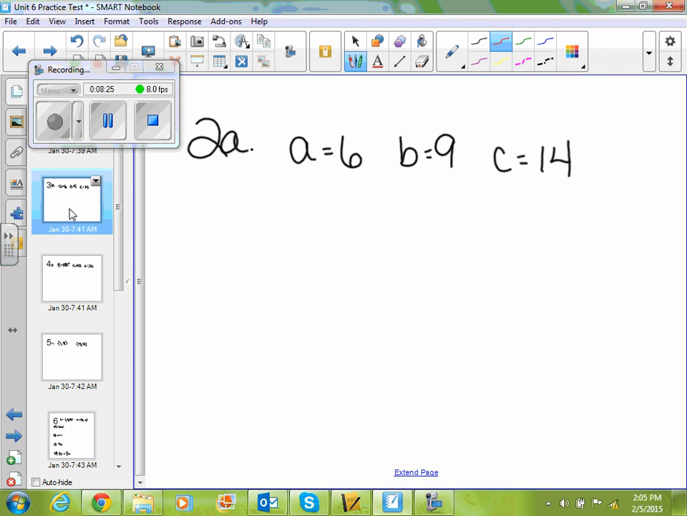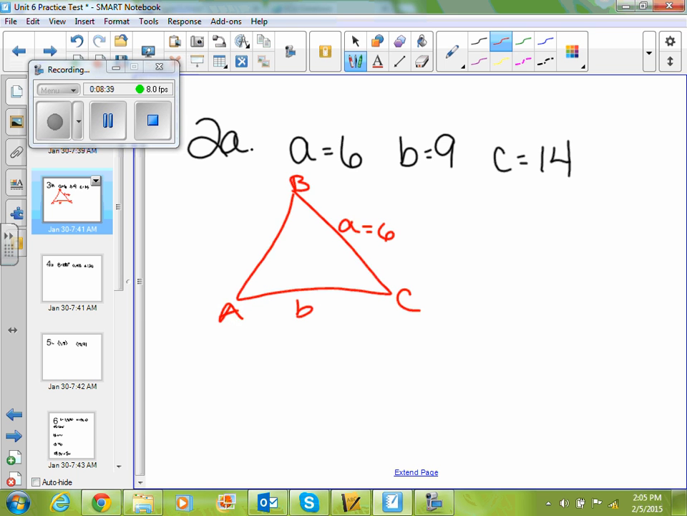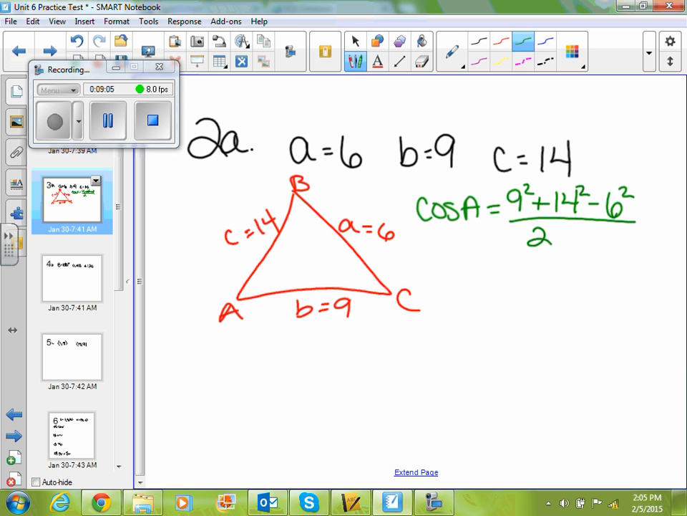Alright, 2A is law of cosines. So it says use the law of cosines to solve the triangle. So A equals 6, B equals 9, C equals 14. So I can start by finding cosine of any angle. So I'll start with cosine of A. Your law of cosines formula tells you to add your opposite sides, so C and B, and square them. So 9 squared plus 14 squared minus A squared, which is 6 squared, all over 2 times B times C. That's your law of cosines.